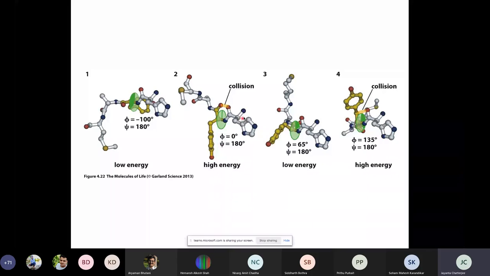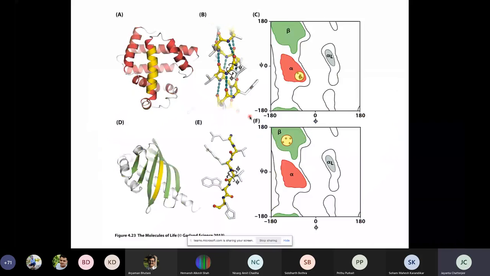Now proline will also be very interesting. You can think about what sort of plot proline would have.